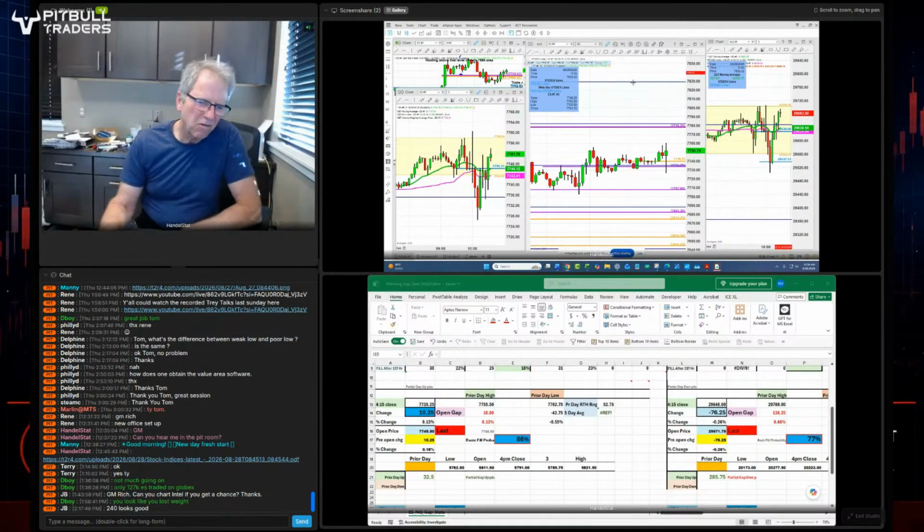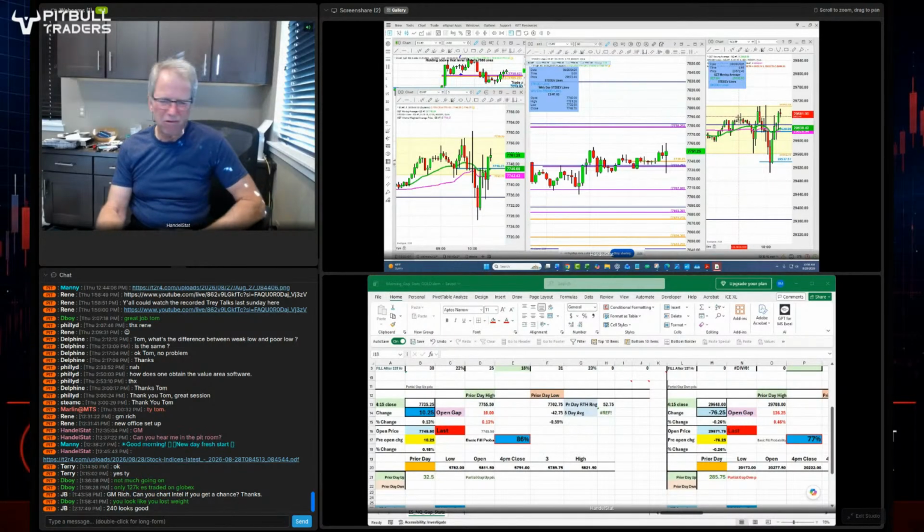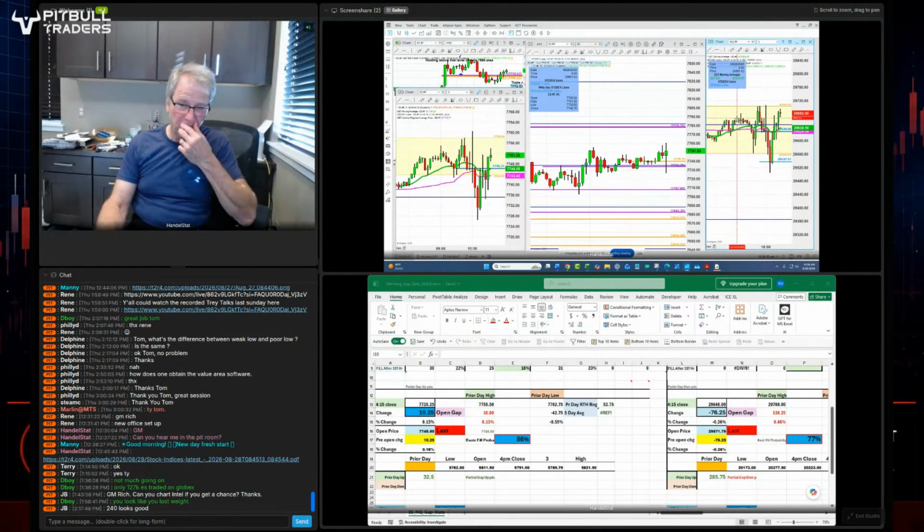If nobody's got any questions, I'm still thinking we were going to get some expansion to the downside. It's close to the full range right now. I thought it would go down a little bit more, but at this point in time, it could turn around and head higher. We're back above the BGL. BGL is pretty flat, so it could chop around here all day.